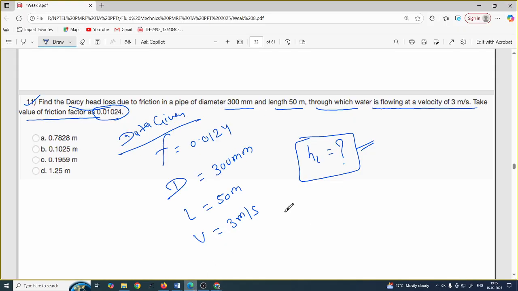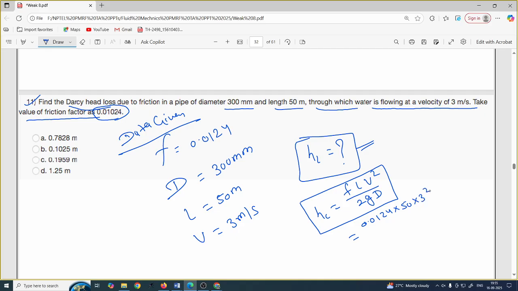Okay, you know the formula already. The HL, that is head loss, is equal to FLV square by 2gD. So here you need to put the values: f is 0.01, length is given as 50 meter, velocity is 3 squared by 2 times 9.81, and the diameter of the pipe is 300 mm. Once you write it in meter, that is 0.3 meter, and after the calculation you will get the final answer.